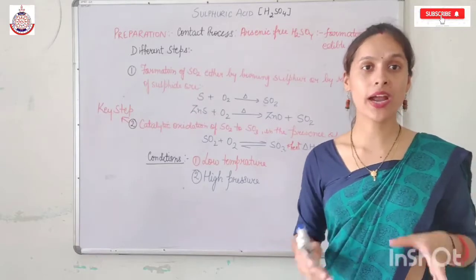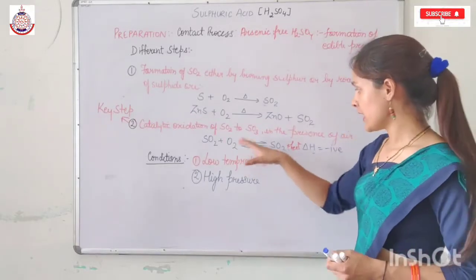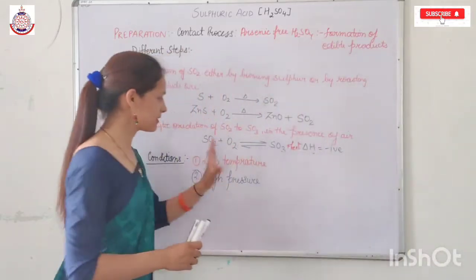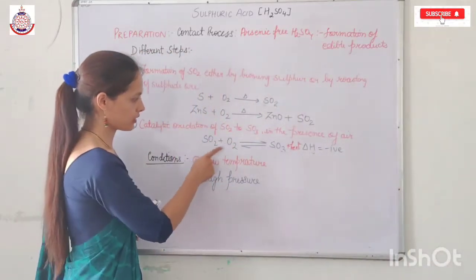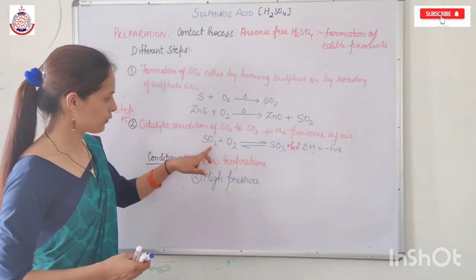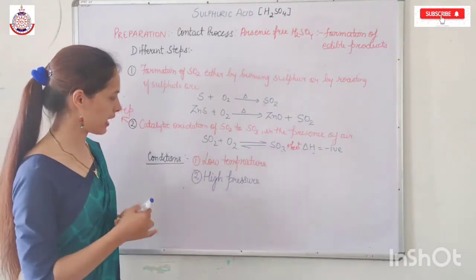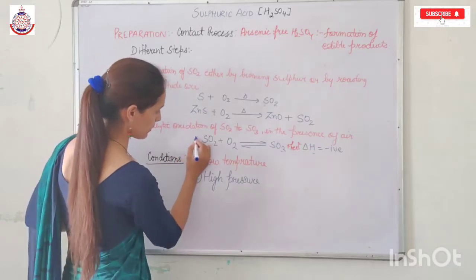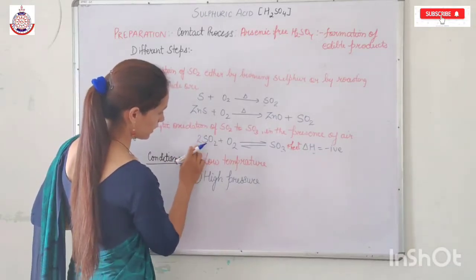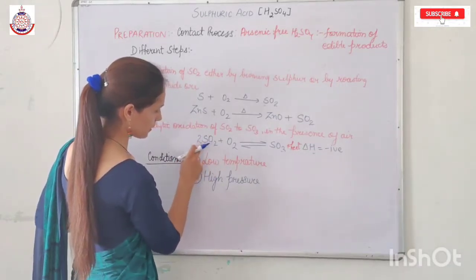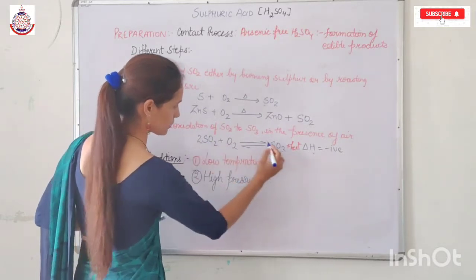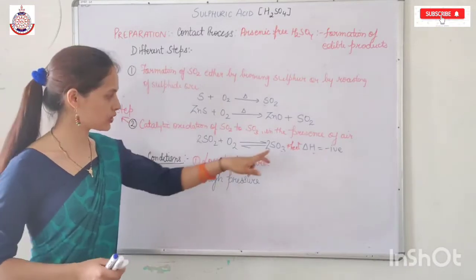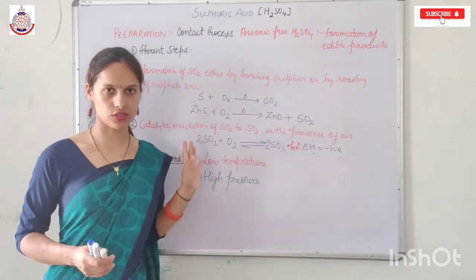Now why do we require high pressure? If we look at the reaction and balance the equation, here we have 4 oxygen, here I have 3 oxygen. If I write 2 here, the sulfur becomes 2 and the oxygen becomes 6. This is the balanced chemical equation, 2 sulfur and 6 oxygen.